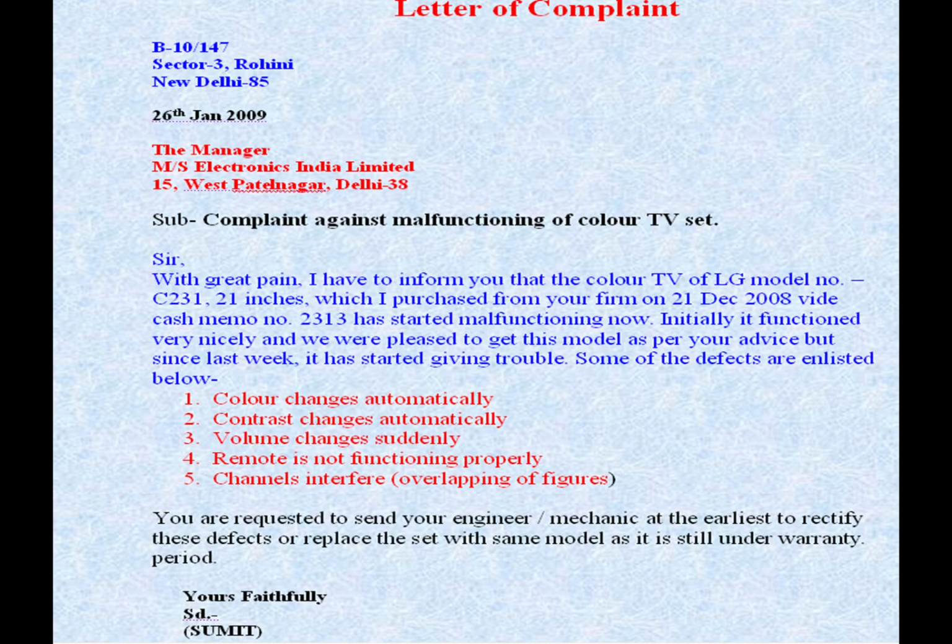Number 1, color changes automatically. Number 2, contrast changes automatically. Number 3, volume changes suddenly. Number 4, remote is not functioning properly. Number 5, channels interfere, overlapping of figures. You are requested to send your engineer or mechanic at the earliest to rectify these defects or replace the set with some same model as it is still under warranty period. Yours faithfully, signed Sumit.